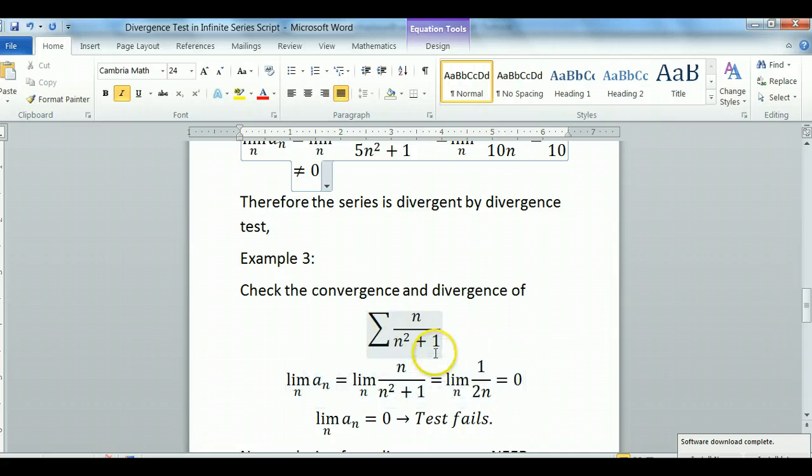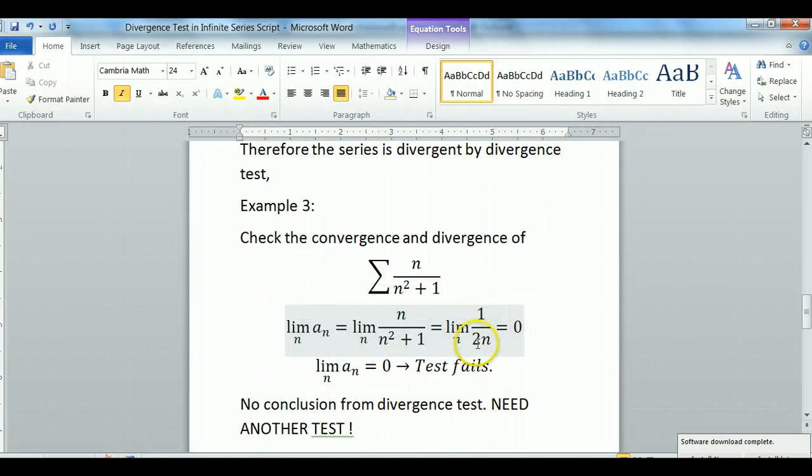Okay, and then how do we find the limit of this one? What we do is we use L'Hopital's rule, and then the derivative of the top is 1 and the derivative of the bottom is 2n. So we take the limit of that. Now what we have is 1 over 2n, and that is a number over infinity which is equal to 0. Now the limit is equal to 0.